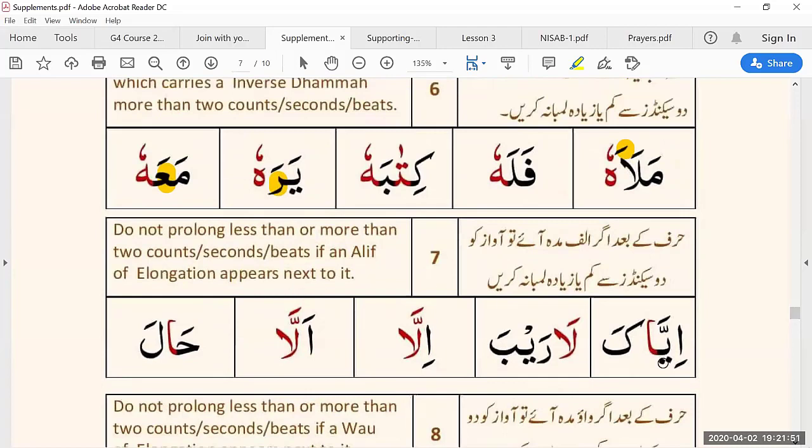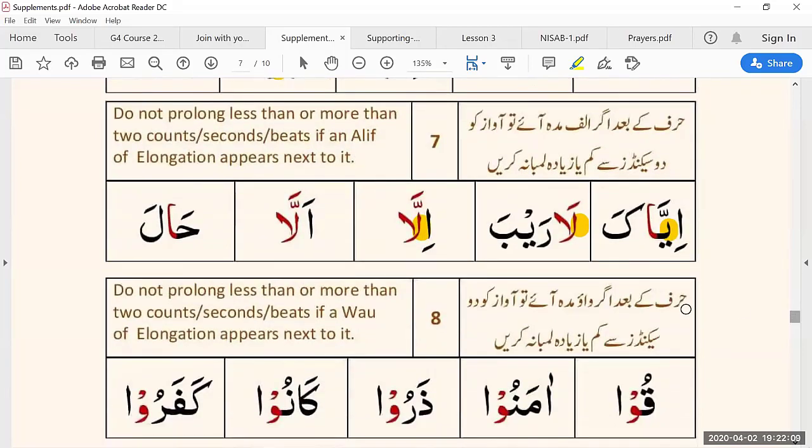If it appears next to a letter carrying a fatha stroke, then it is identified as an alif of elongation, right? So the rule is to prolong it for 2 seconds. Can you go through these examples?